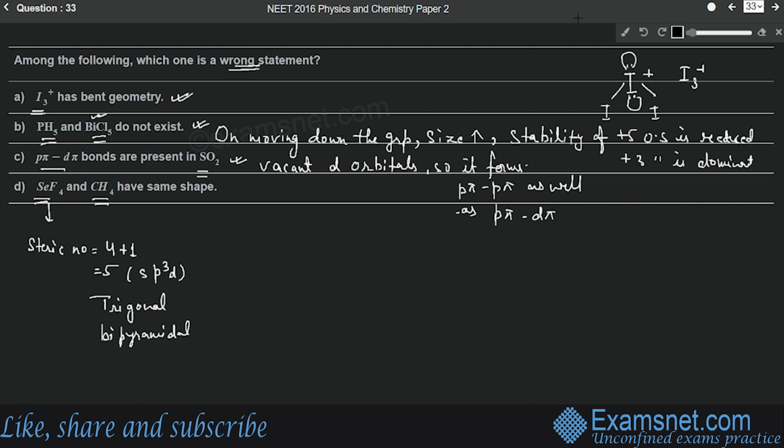Now if we talk about methane, that is CH4, the steric number is total 4 hydrogens or 4 atoms attached to the central atom, and no lone pair is there, so this will be your steric number only. And when the steric number is 4, it means the hybridization is sp3, and the shape is tetrahedral. So you can see that these two do not have the same shape, so this will be the wrong statement, and we have to find the wrong statement, so option D is the correct answer.